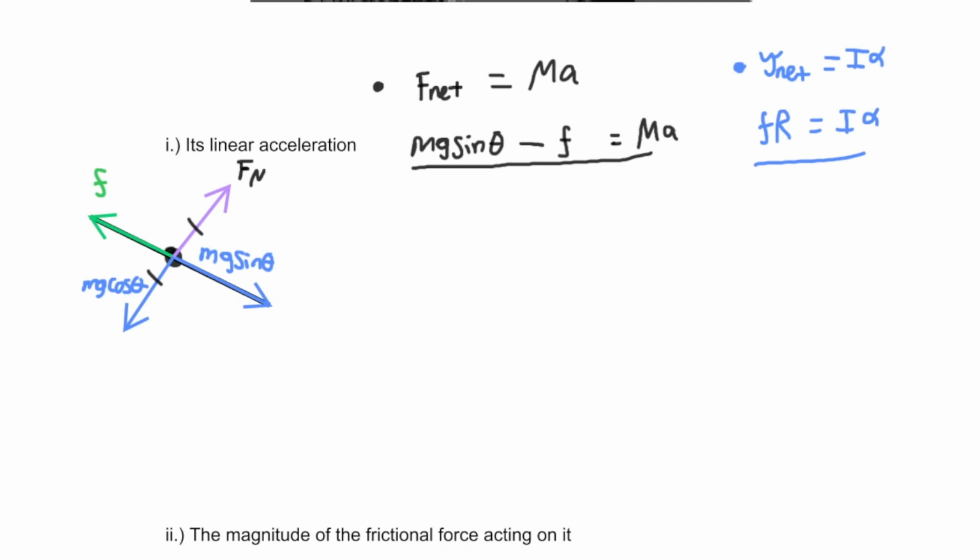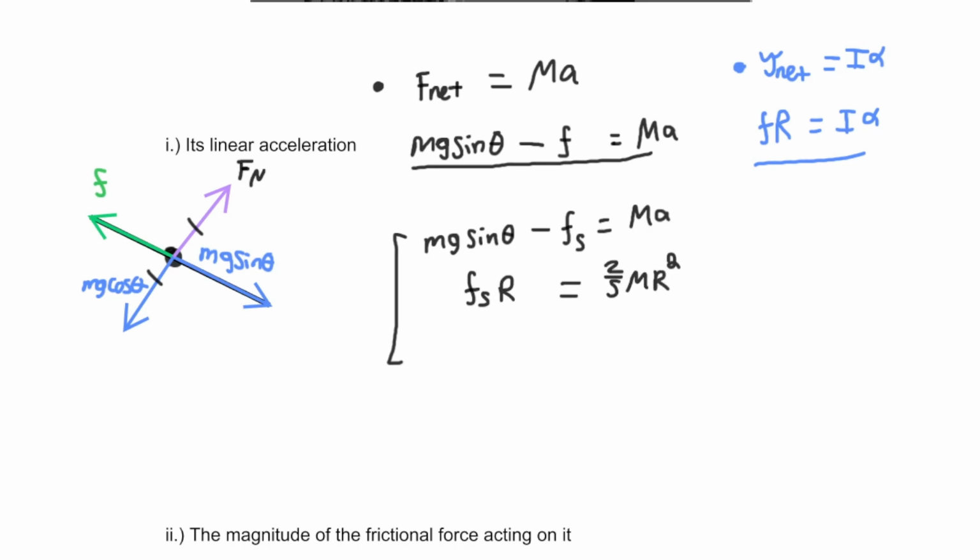So we're just going to put these together now. mg sine theta minus friction equals ma. And then we have static friction force times its radius is equal to 2/5 mr squared times alpha.